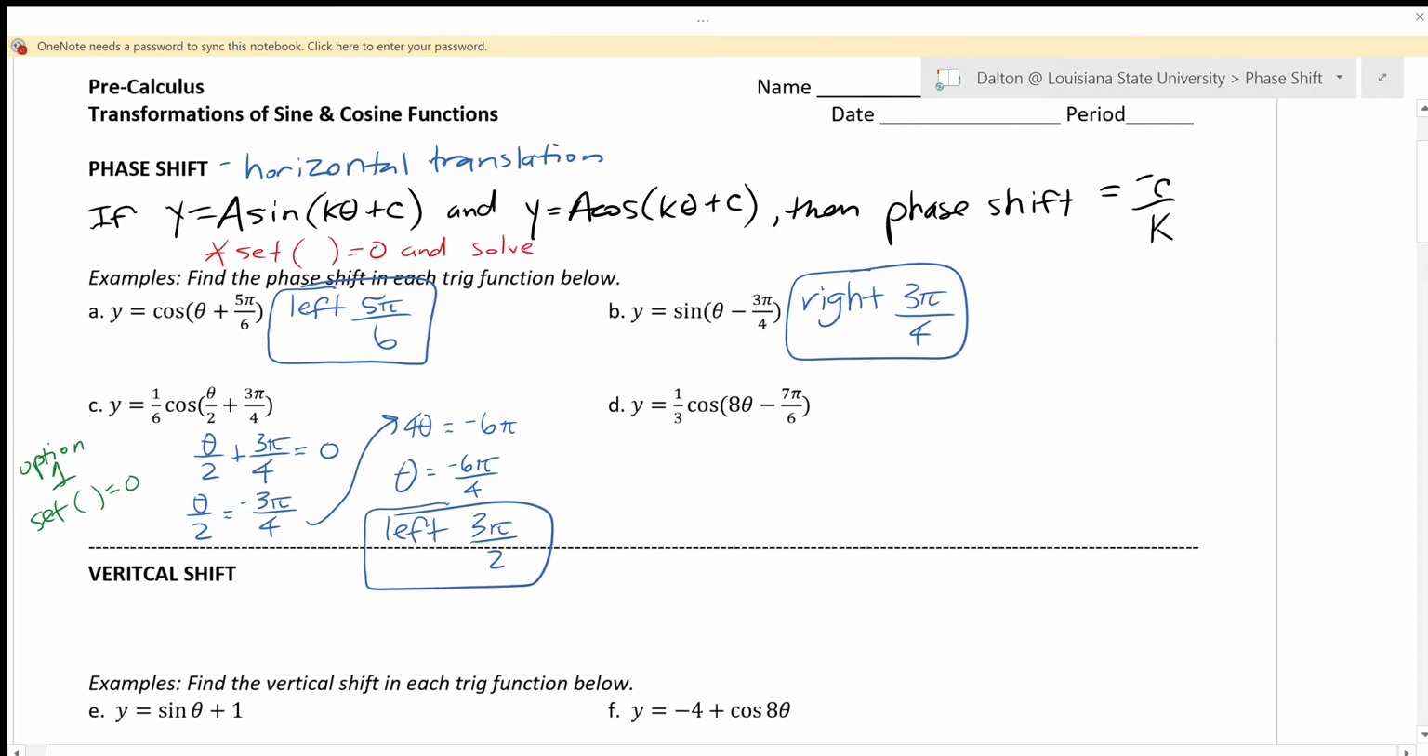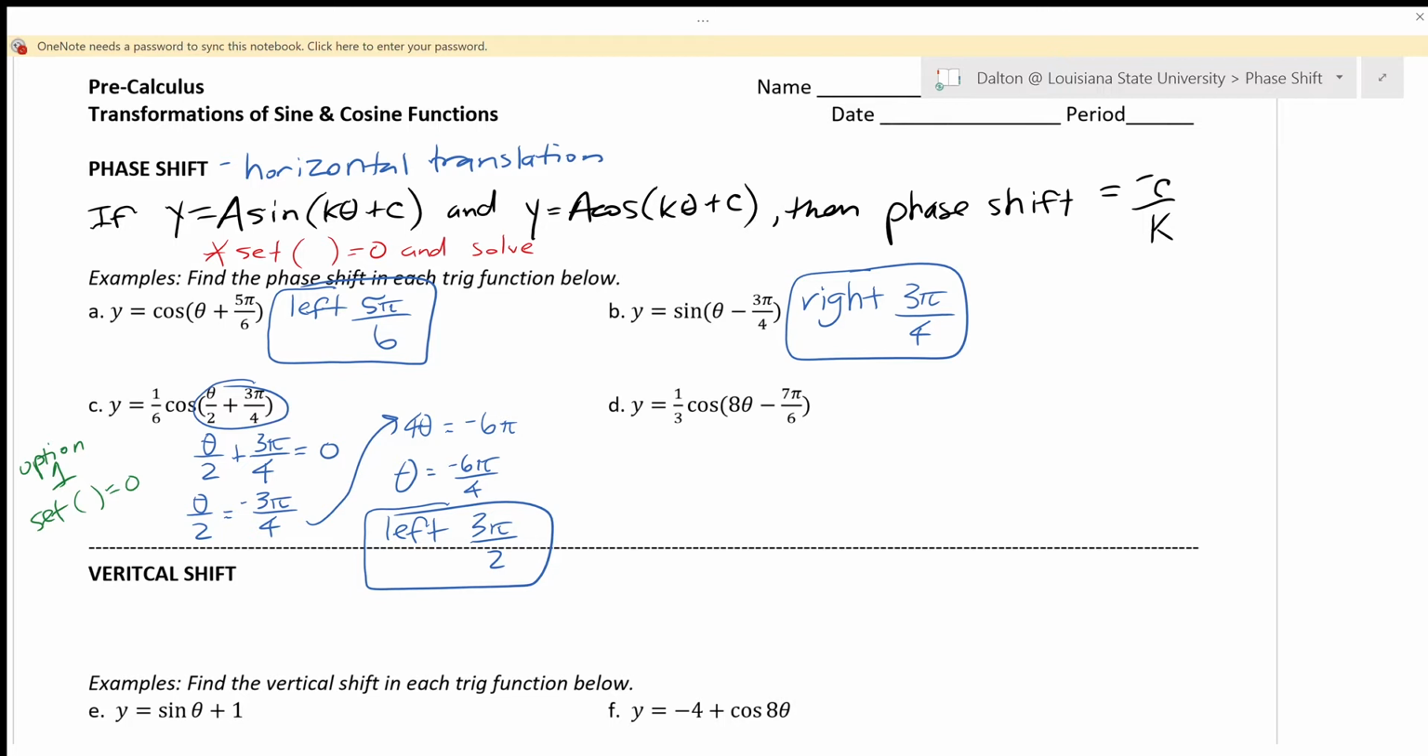We knew it was going to be to the left because our original set of parentheses was plus, and it's always going to be opposite. Now, the word left takes care of the negative sign. So you wouldn't put left negative 3 pi over 2 because that's redundant. The words left and right take care of whether you're talking about a positive theta or a negative theta.